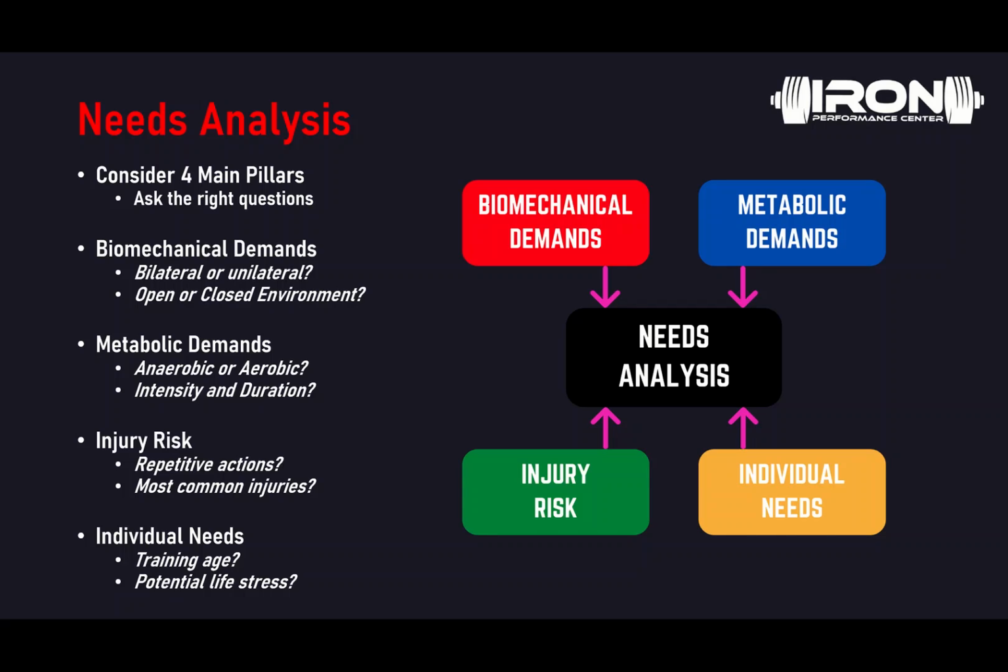We also want to consider injury risk. Are there multiple repetitive actions that may not be optimal for what the athlete has to do? And of course, we want to look at the most common injuries associated with that sport. So for example, if we look at basketball or volleyball, you're probably going to run into knee or ankle issues. If we're looking at hockey or soccer, you might run into groin issues, that kind of thing. So we want to keep those factors in mind.